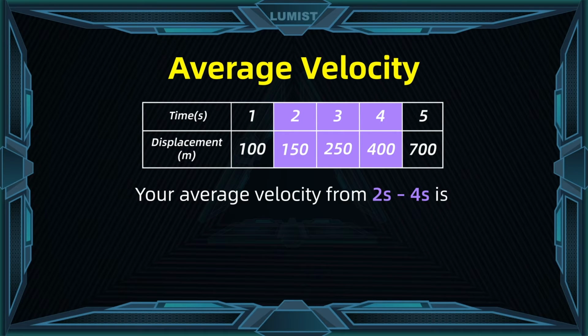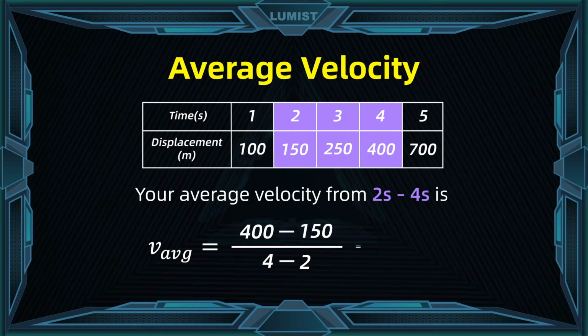to 4 seconds. I am certain that most of you are familiar with the equation of a slope. Here you have to find the slope of the secant line to the curve. Here, all I need to do is just write V, the average velocity, is equal to 400 minus 150 over 4 minus 2, which equals 125 meters per second. That is really not hard to understand since the average velocity should equal the change in displacement divided by the time passed.